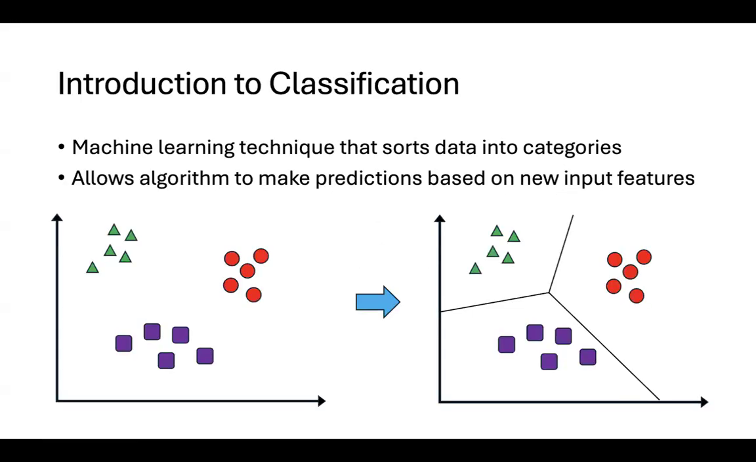So a brief introduction to classification. This is a machine learning technique that sorts data into categories, and it allows the algorithm to make predictions based on new input features. For this visual example here, you'll see that the data is clustered into three main groups. The algorithm is able to recognize those three groups and categorize the data as such. Then, if you input a new data point, the algorithm should be able to classify that data point within one of these three predetermined categories.